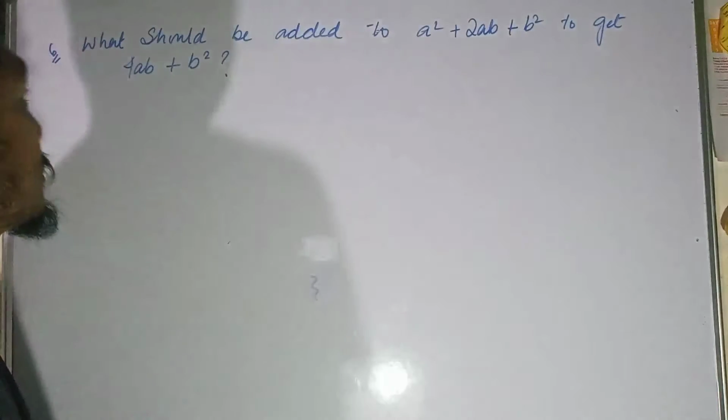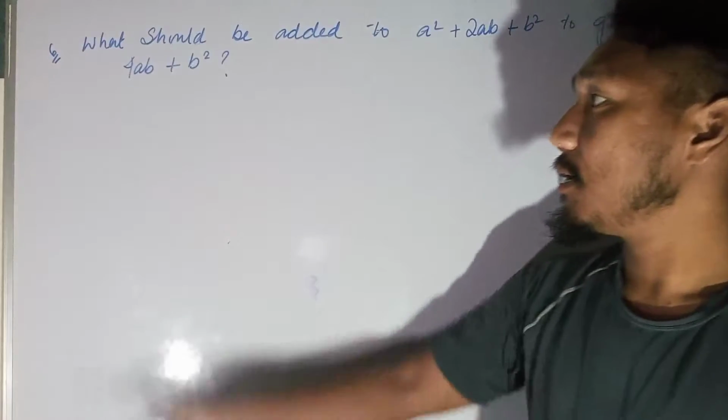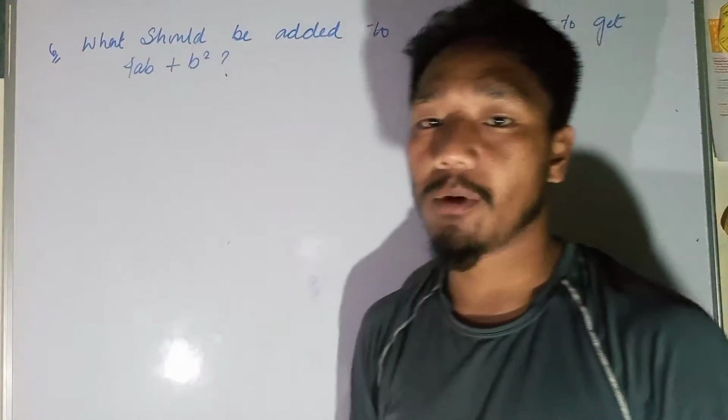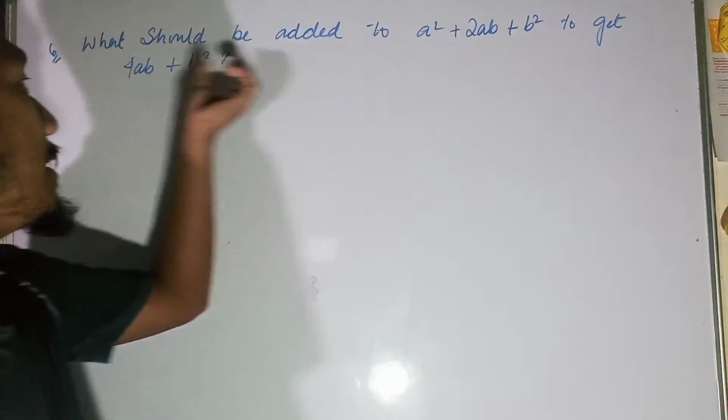So this is our question number 6. What should be added to a squared plus 2ab plus b squared to get 4ab plus b squared? What are we going to add to these terms so that we will get this one?